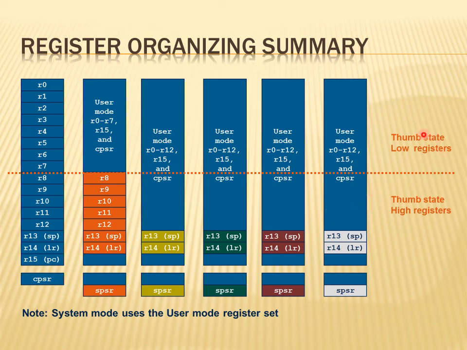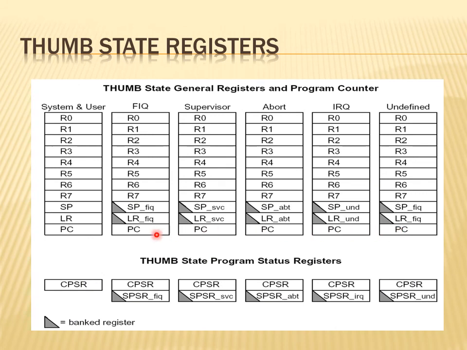Particularly in the thumb state, the low registers have been shown and then the high registers have been shown. Here we'll see the comparative chart between the thumb state and the ARM state. Under the thumb state, there is a limited number of registers available. Only R0 to R7 are available under the thumb state. This is very important. A limited number of registers are available as general purpose registers in the thumb state. Other things remain as they are.